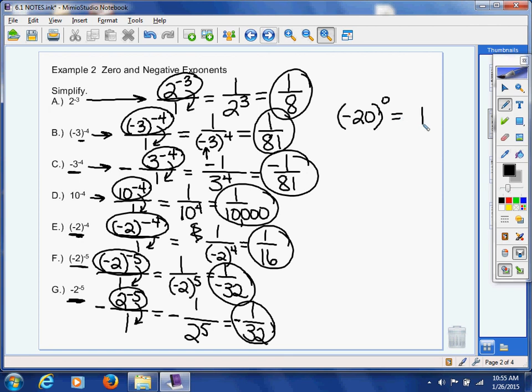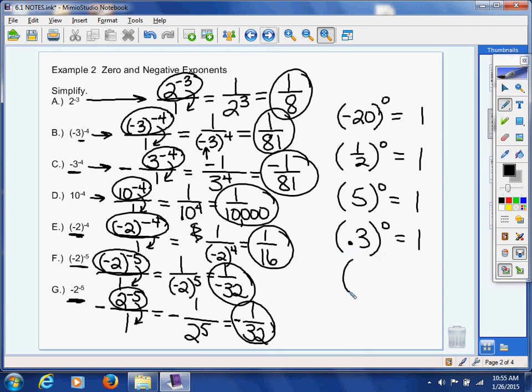Anything, that's a negative exponent. That's a fraction. That's a positive exponent. It doesn't matter. It's a decimal. It could be a variable. Anything raised to the 0 power is 1.